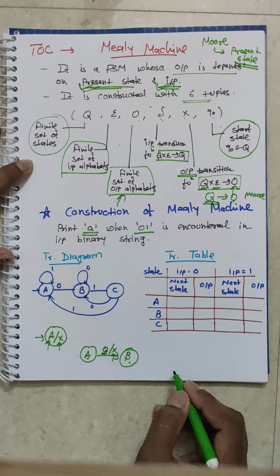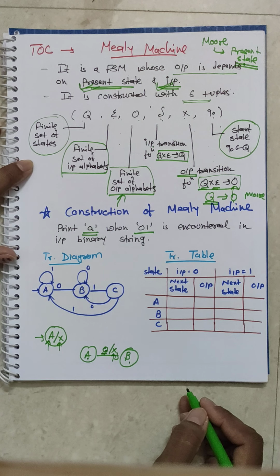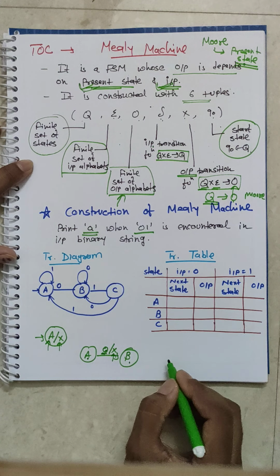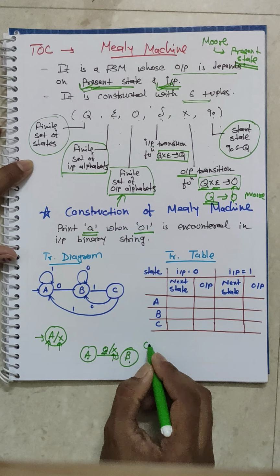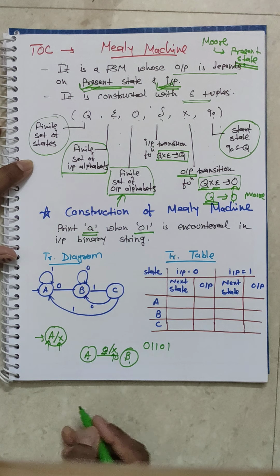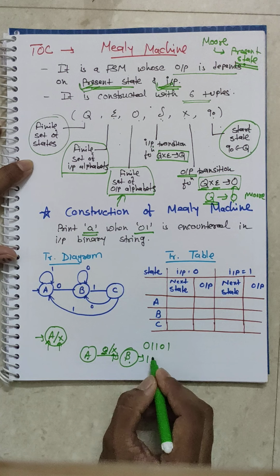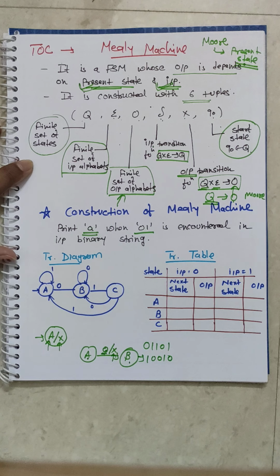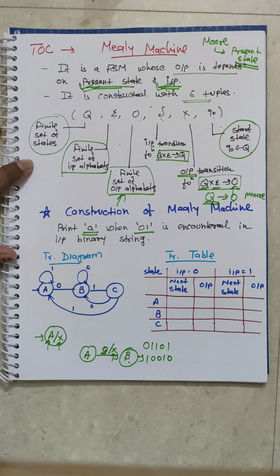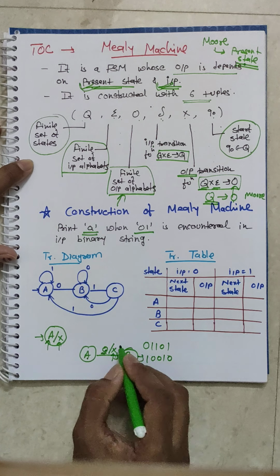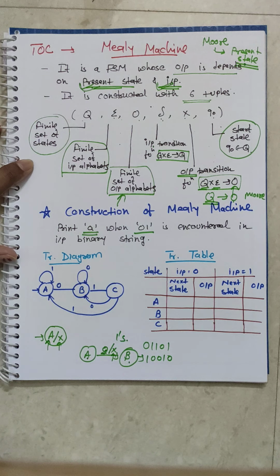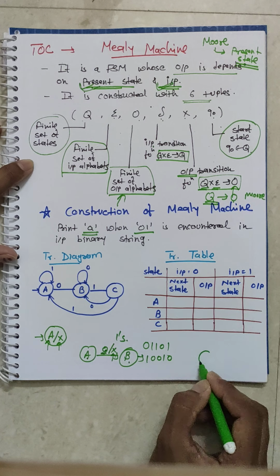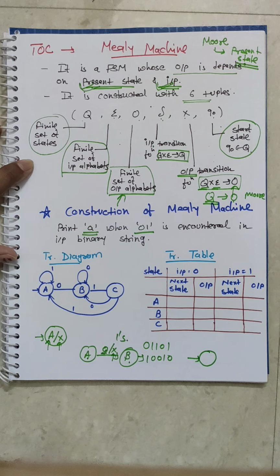Okay, suppose we take an example where we generate the ones complement of a binary string. Suppose our string is 0 1 1 0 1. Then the output is 1 0 0 1 0. You see how to construct the Mealy machine for this. We have to construct the ones complement. In the Mealy machine it is simple. We start with this one.